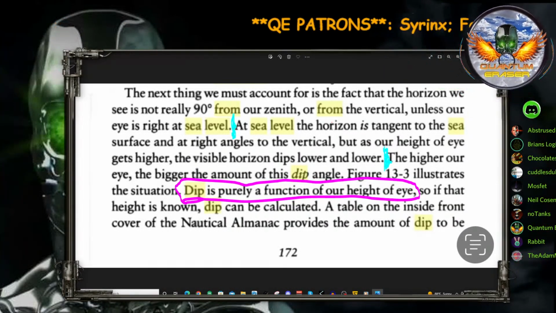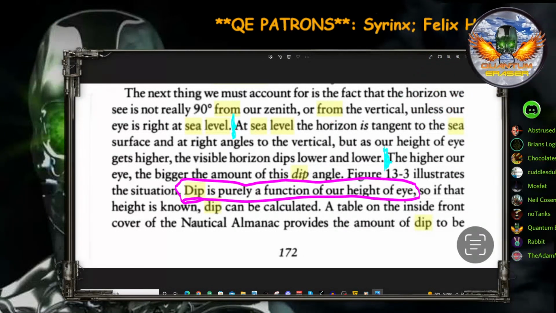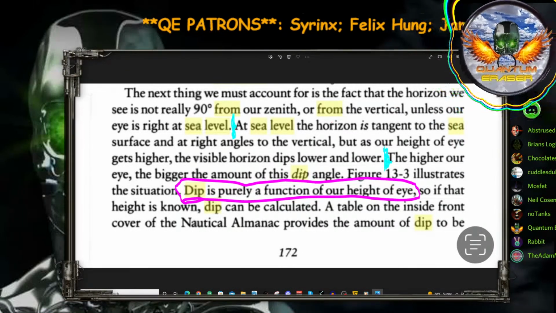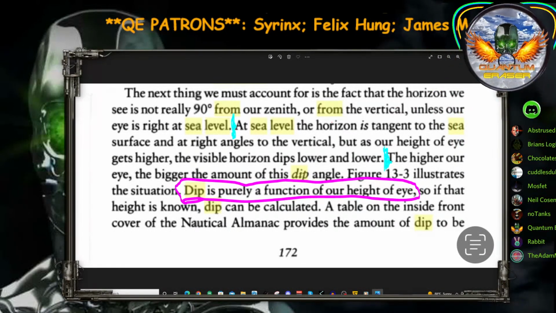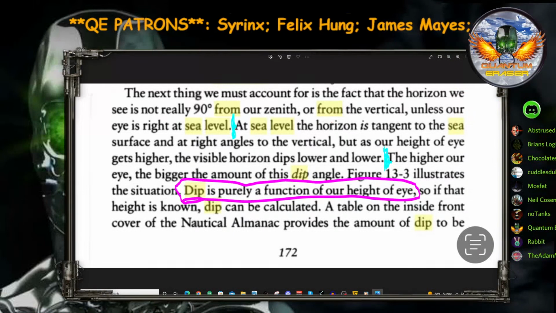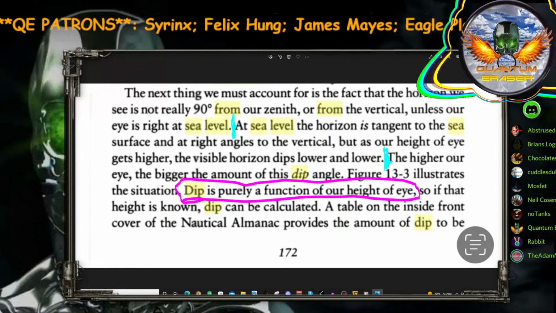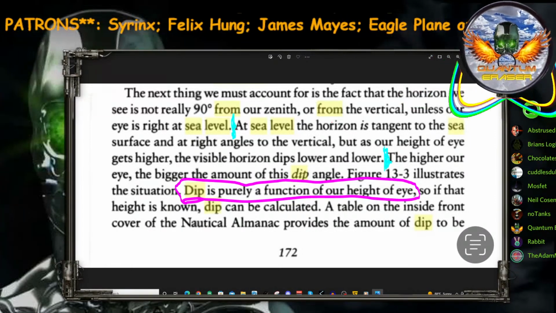So it's not a tangent. It's not touching. It's not even touching the sphere. At sea level, his eye is the tangent on a ball. This is how ridiculous this is. This statement makes no sense.